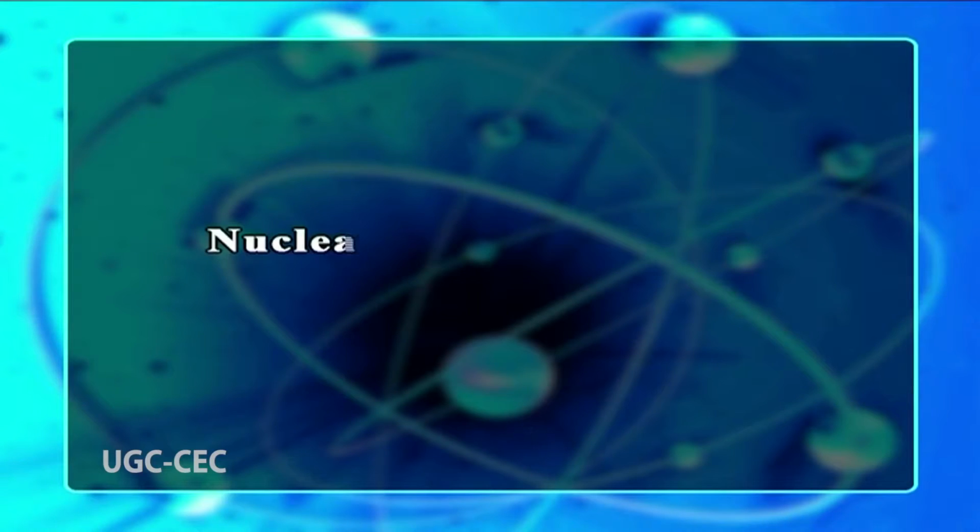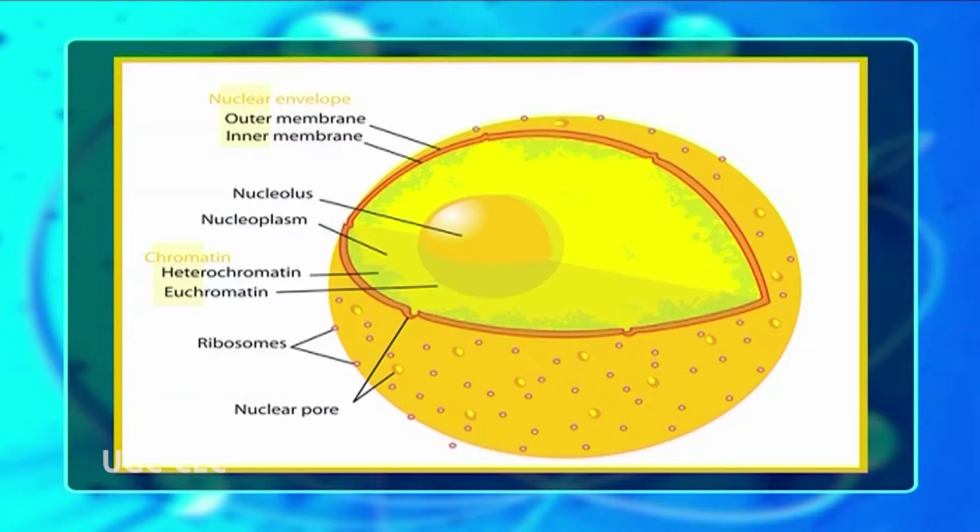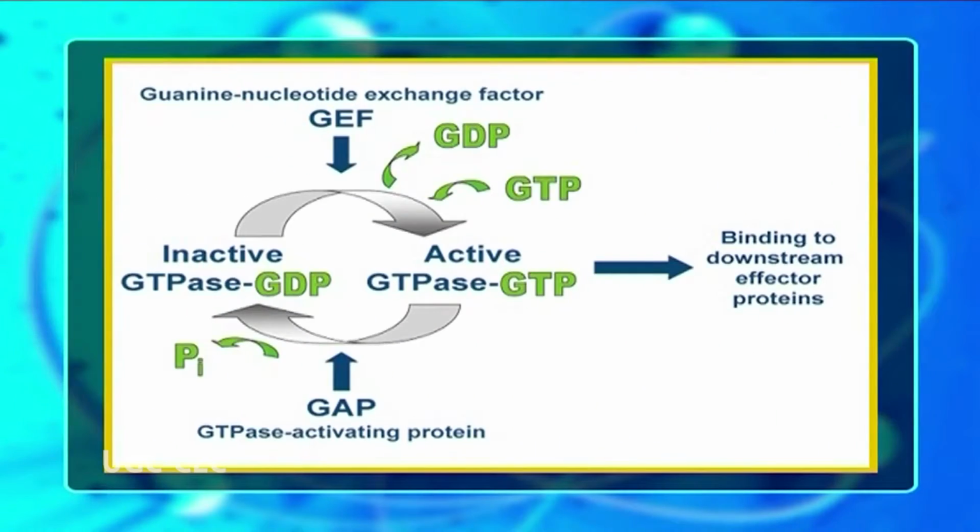GDP. The RAN GDP produced from this process now binds the nuclear transport factor, abbreviated as NUTF2, which returns to the nucleoplasm. Now in the nucleus, RAN GDP interacts with guanine nucleotide exchange factor, abbreviated as GEF, which replaces the GDP with GTP, resulting again in RAN GTP and beginning the cycle anew.